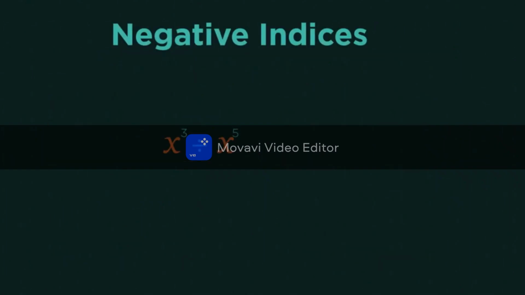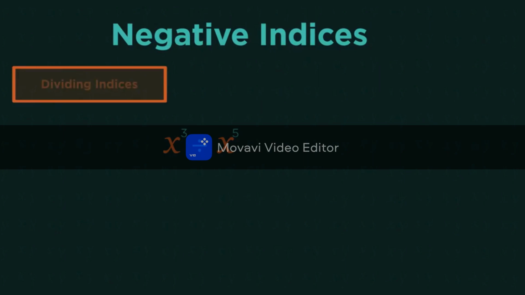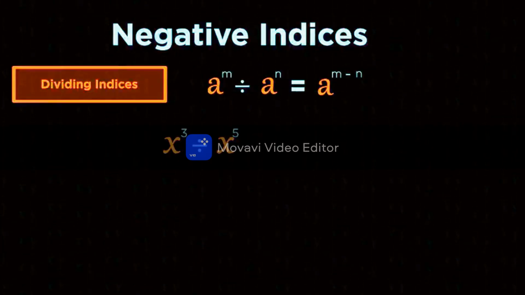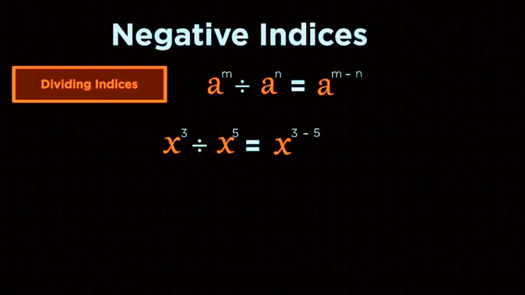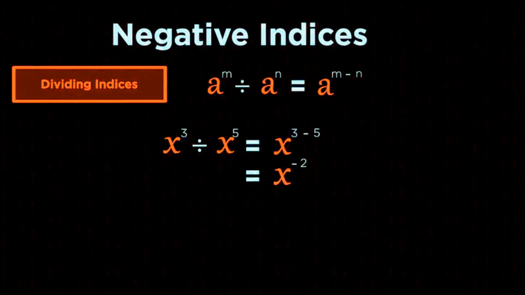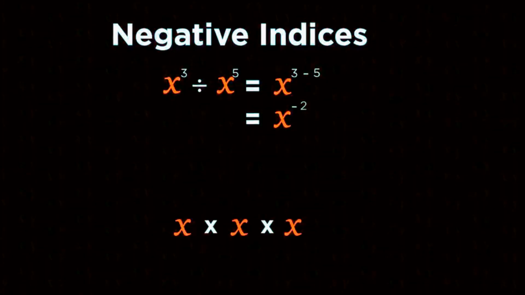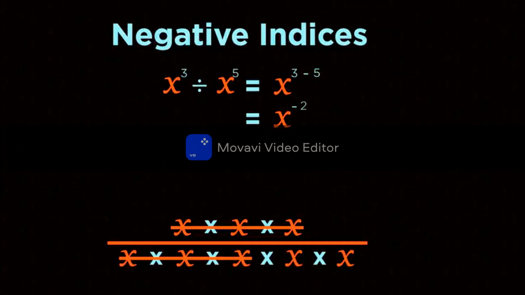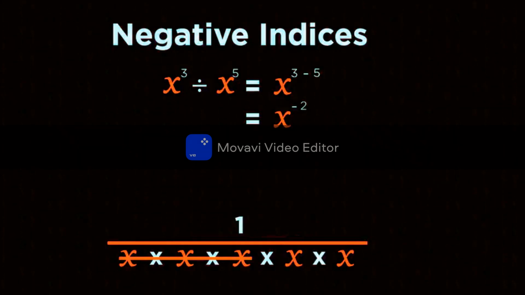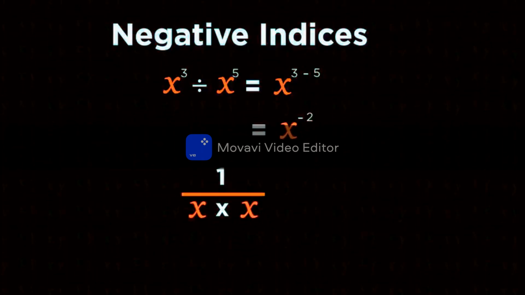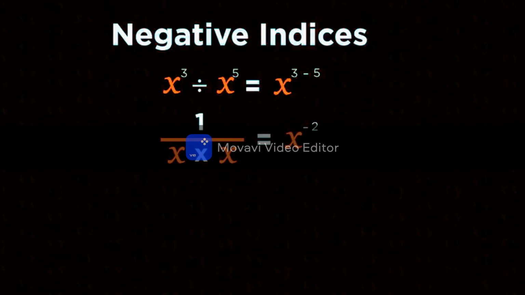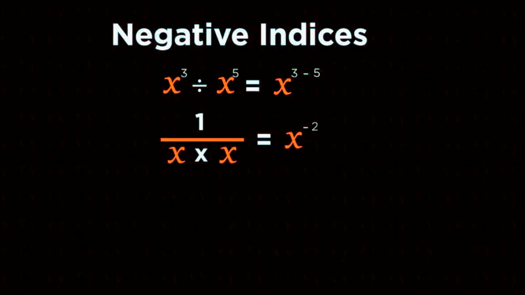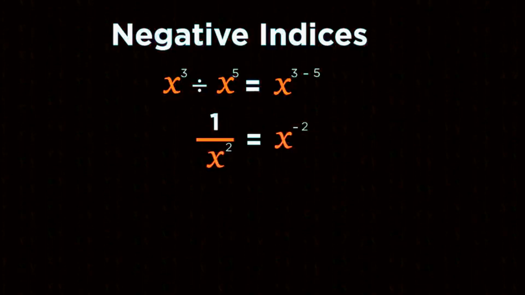So let's have a look at this question. Using the dividing indices law, we subtract the powers and we get x to the negative 2. If we wrote this question out in full as a fraction and then simplified it, we end up with everything cancelled on top, so the numerator is 1, and 2 x's in the denominator. So we have 1 divided by x squared.